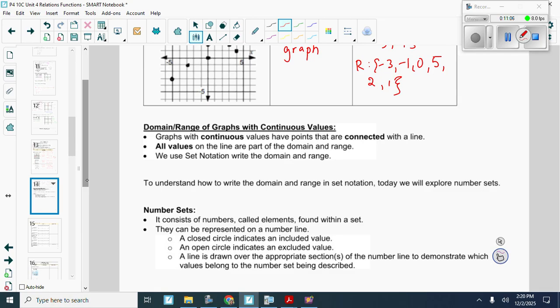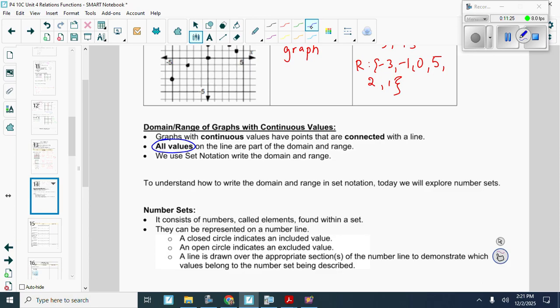Right. So here we go. Domain and range of graphs with continuous values. Okay, so this is where we do get to connect the dots. Okay, so again, graphs with continuous values are connected with the line. All values. So this is really important, this part here. Okay, all values on the line are part of the domain and range.